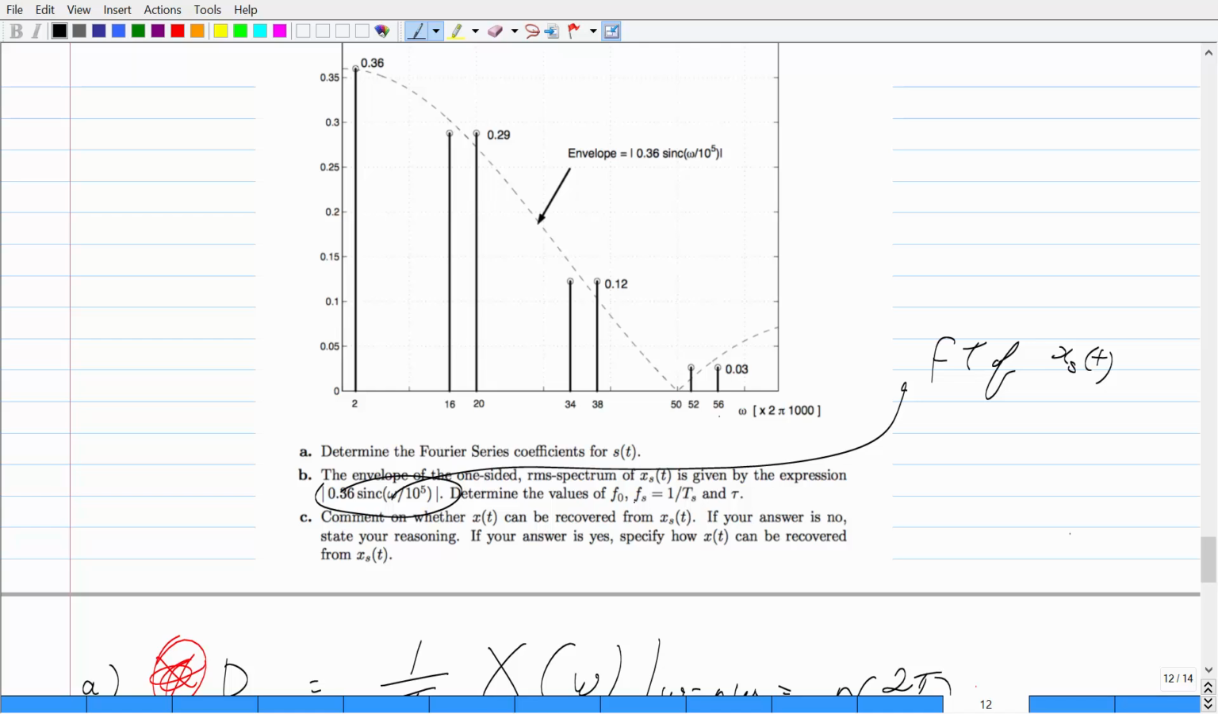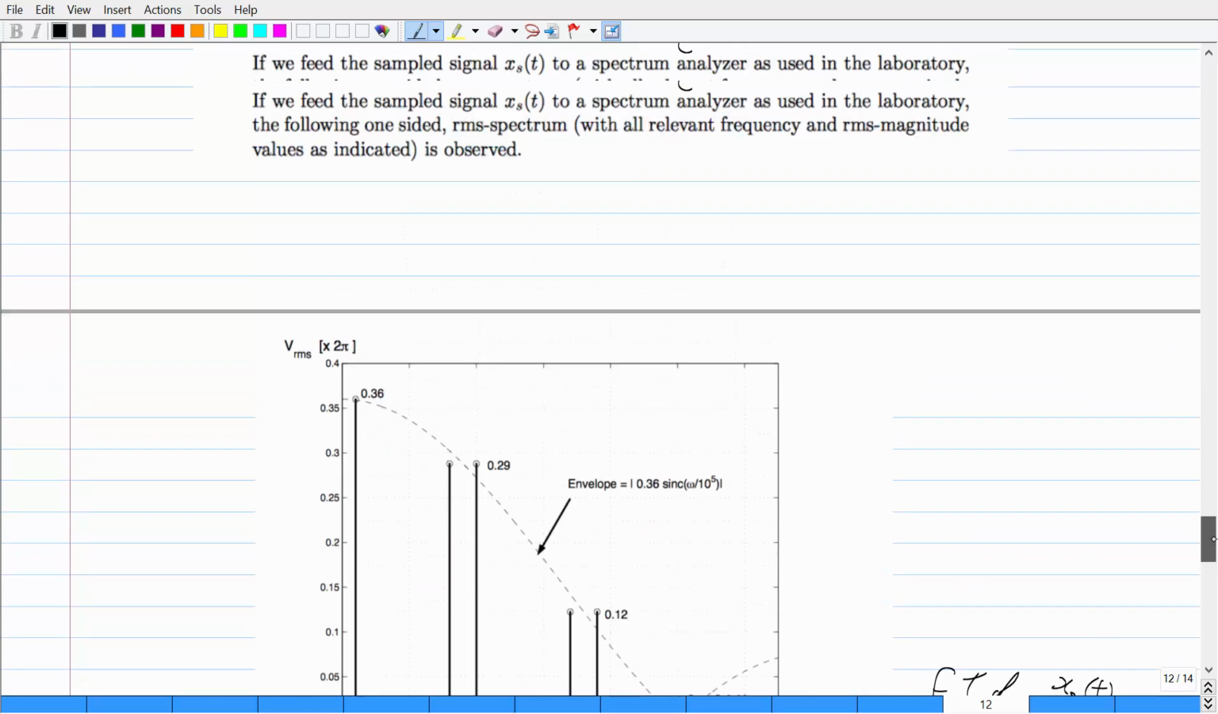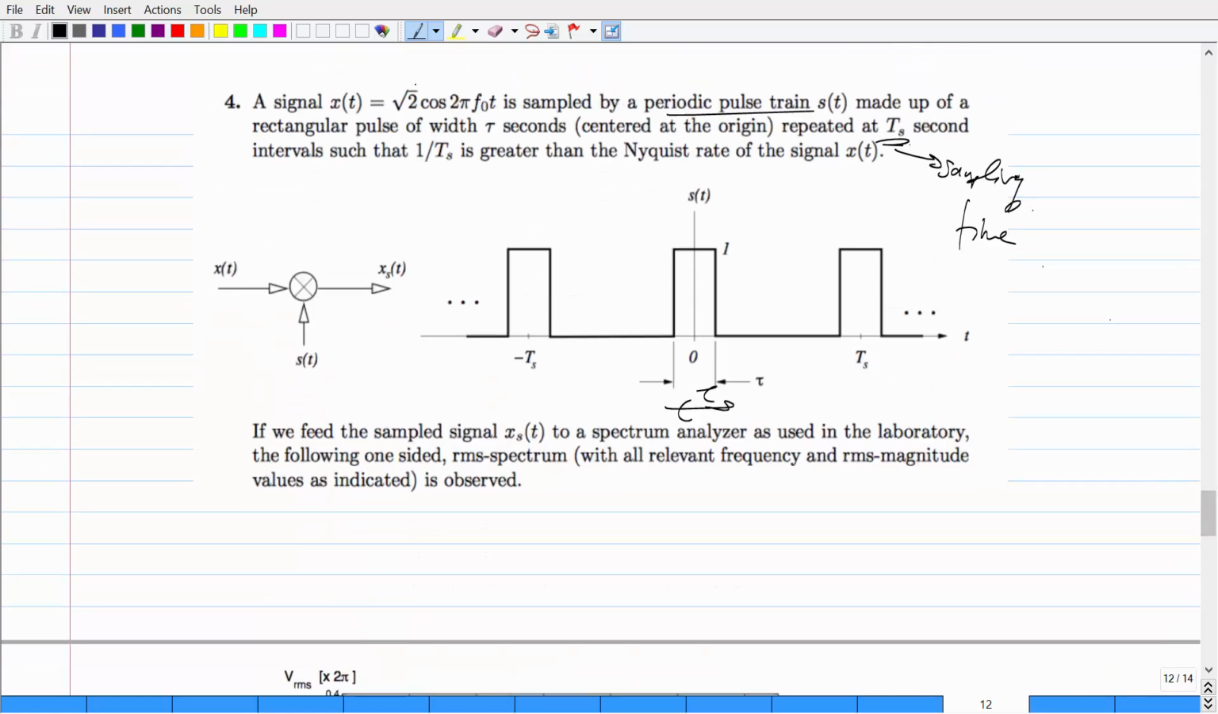We have to figure out what the fundamental frequency is, the sampling frequency, and the width of the pulse. The fact that your signal is a cosine is very important. This means that when you are sampling, you see copies of the impulse at every multiple of your sampling frequency.